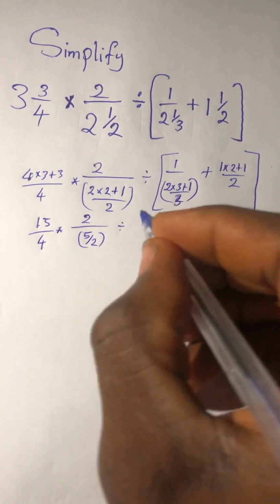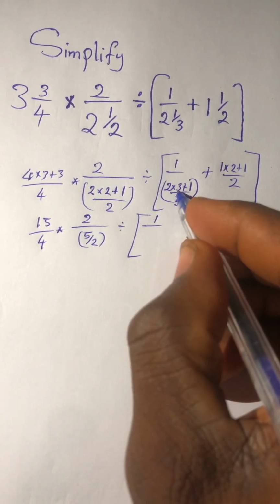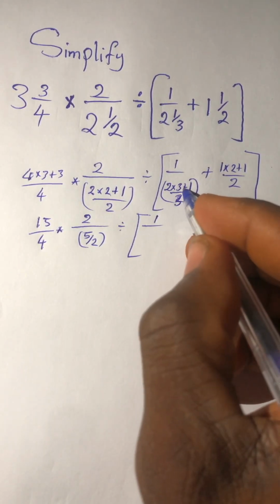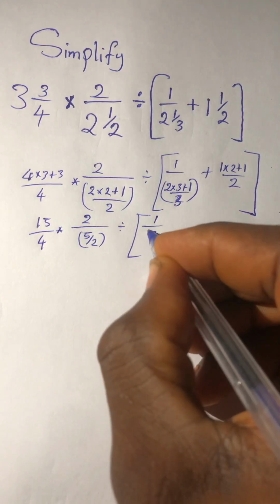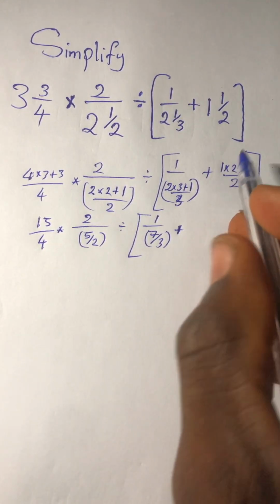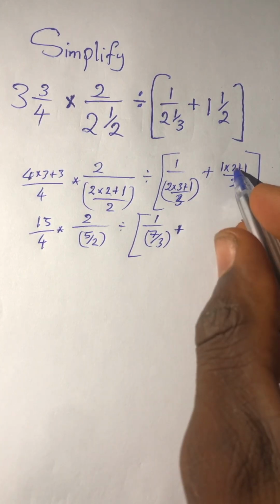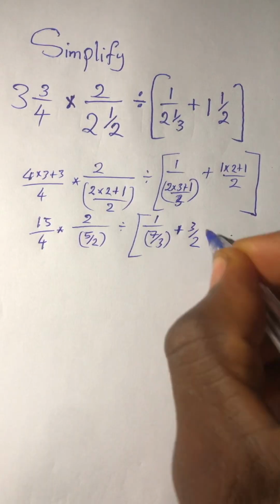divided by, this is 1 over 6, 7 over 3 plus, this is going to be 3 over 2.